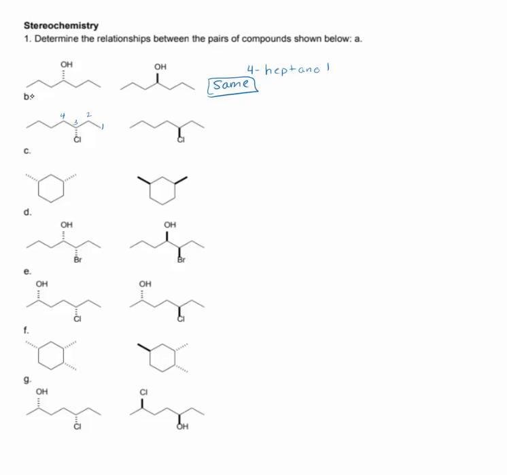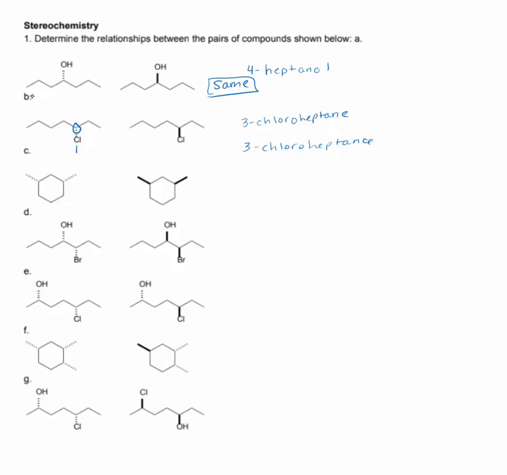So we have a 3-chloroheptane, and we have a 3-chloroheptane for the second molecule as well. So do we have a chiral center? And the answer is yes, we do. We have 4 different groups around this carbon.